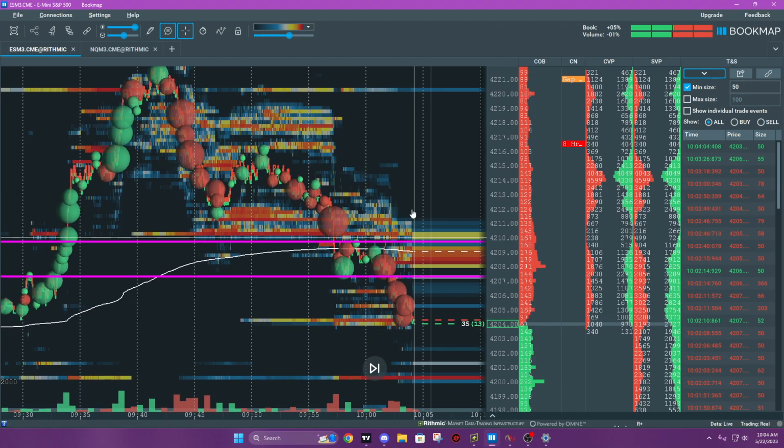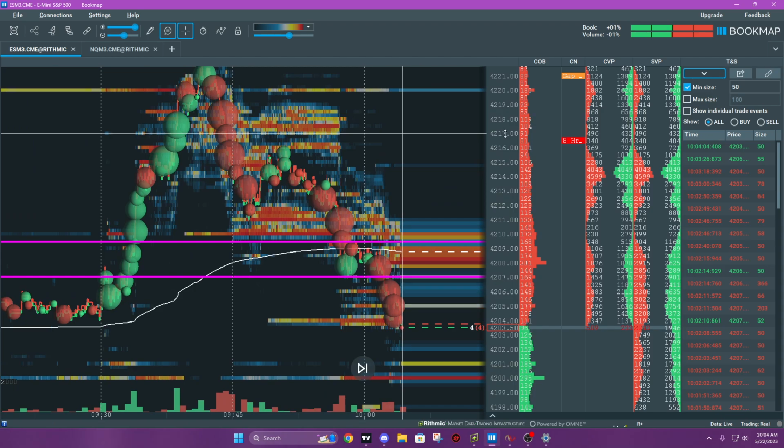I love looking at Bookmap, so we're gonna be doing this every day that I'm at least trading, which is gonna be most days. And yeah, it was in an easy trend mode this morning.